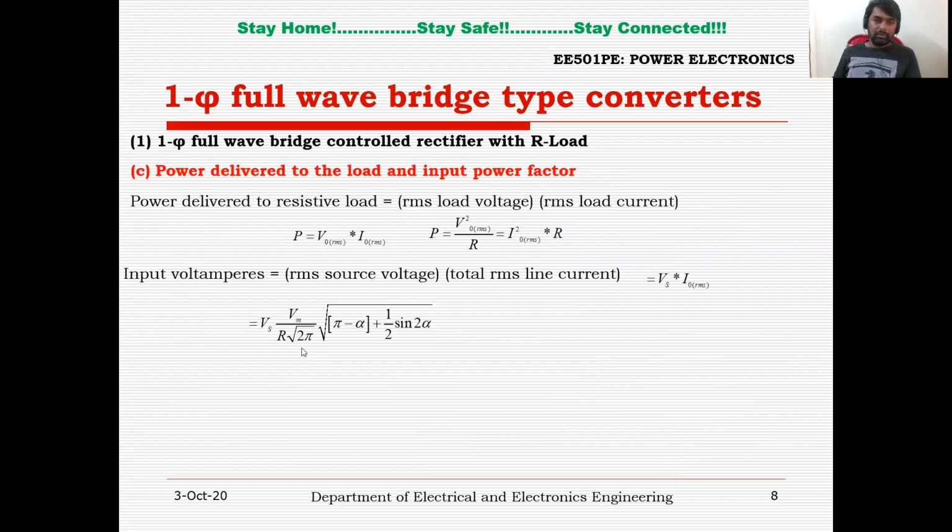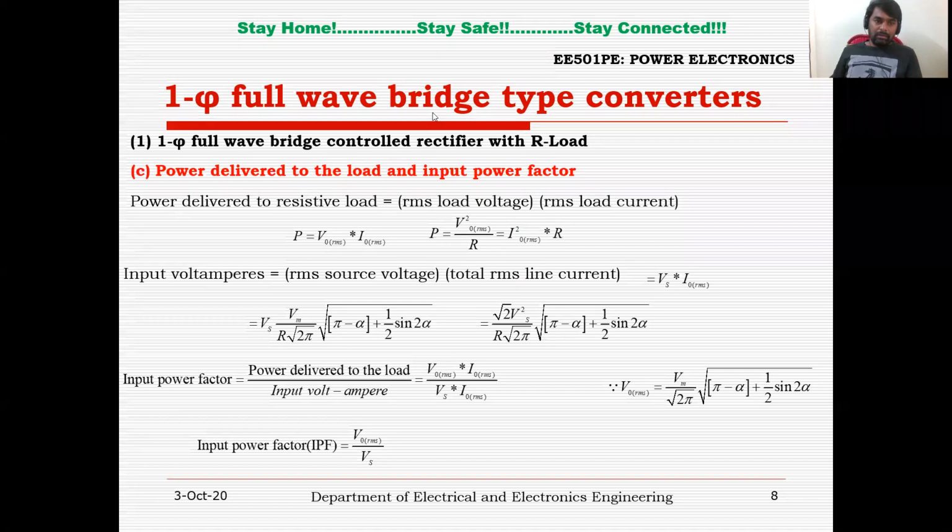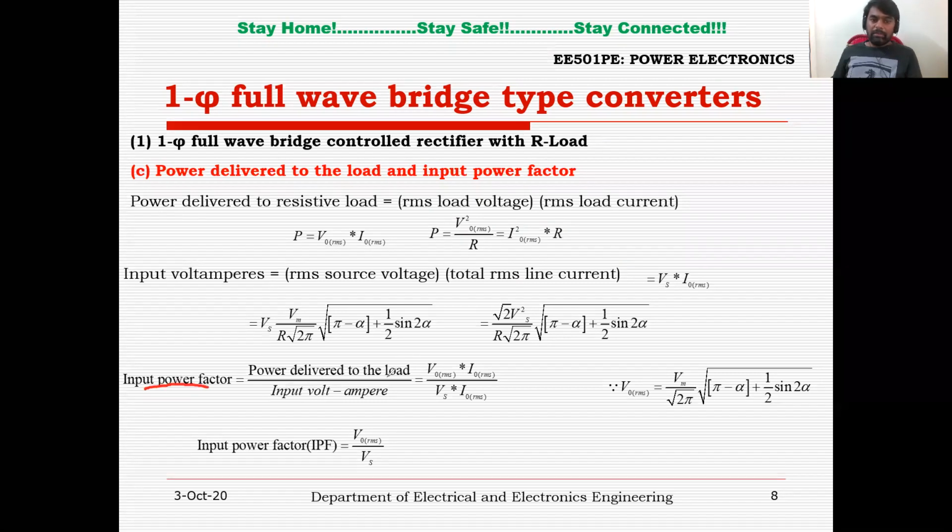And you all know that input power factor is given by power delivered to the load by input volt amperes. Power delivered to the load, you can write as V naught RMS into I naught RMS. And input volt amperes is input voltage multiplied by the input current, which is same as the load current, since the load and the input are connected in series. So I naught RMS in the numerator, I naught RMS in the denominator will get cancelled. We are left with V naught RMS by Vs.